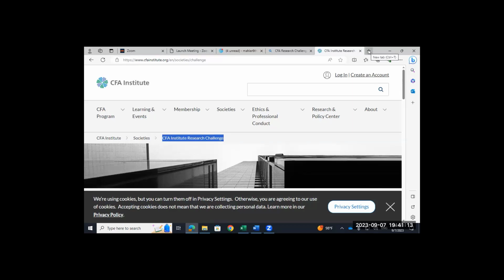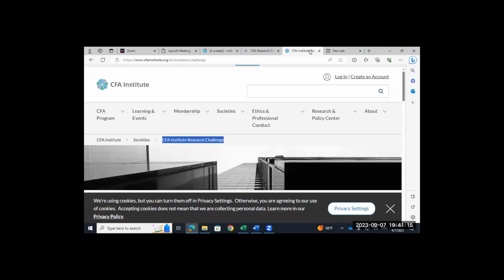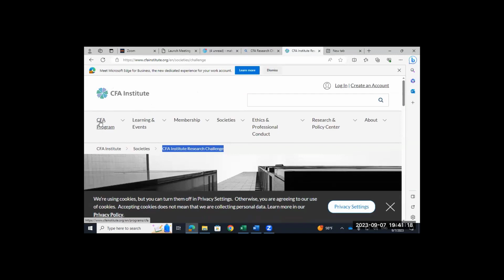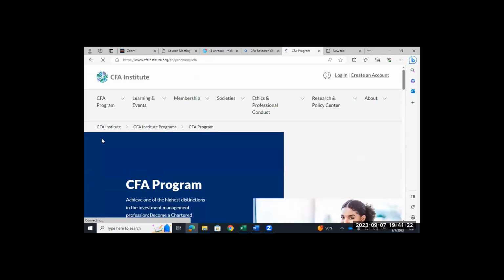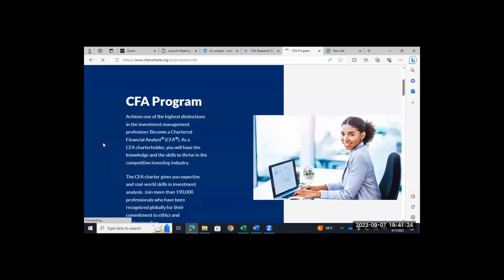The other thing is the CFA exam itself. So have y'all heard of the CFA charter? It's Chartered Financial Analyst. 3 parts. You can only take 1 part at a time. It's not like the CPA exam where you can take the entire thing at once.